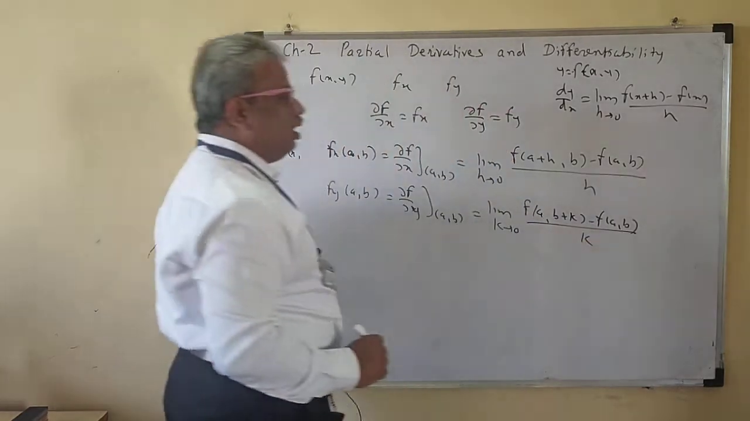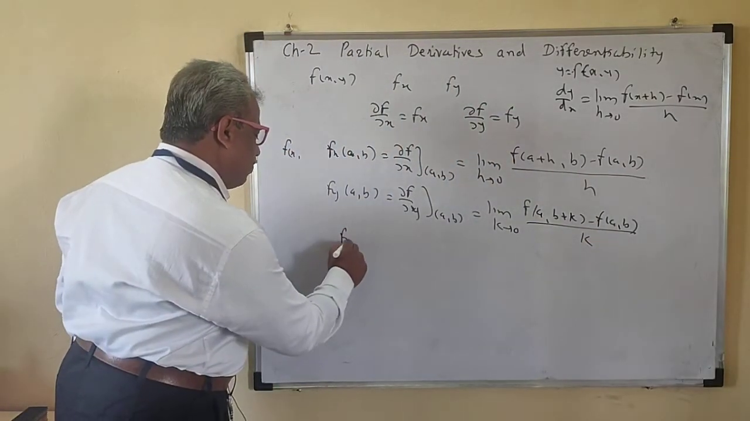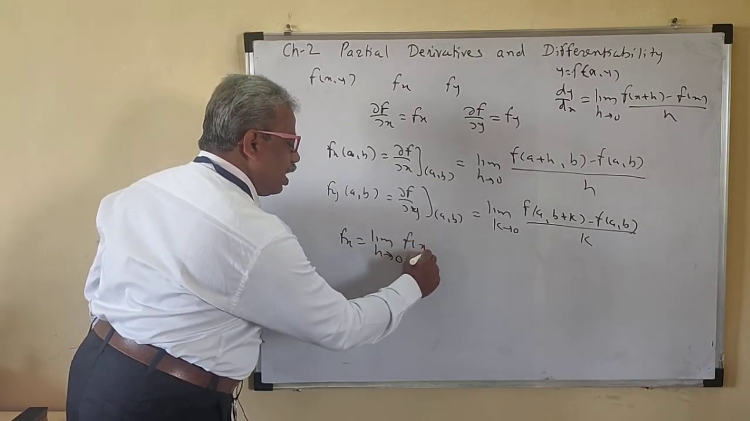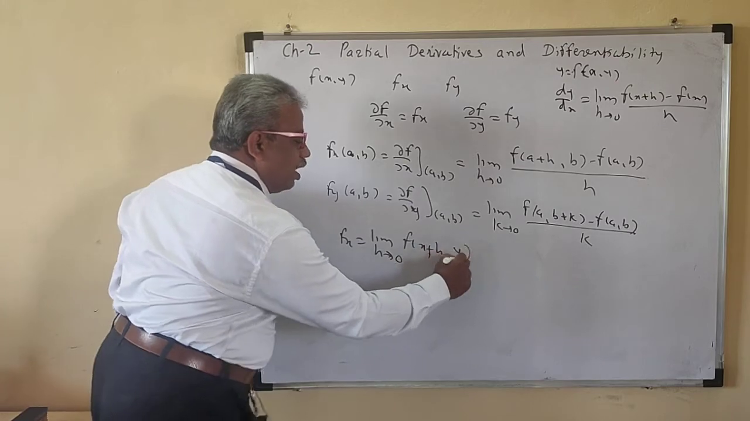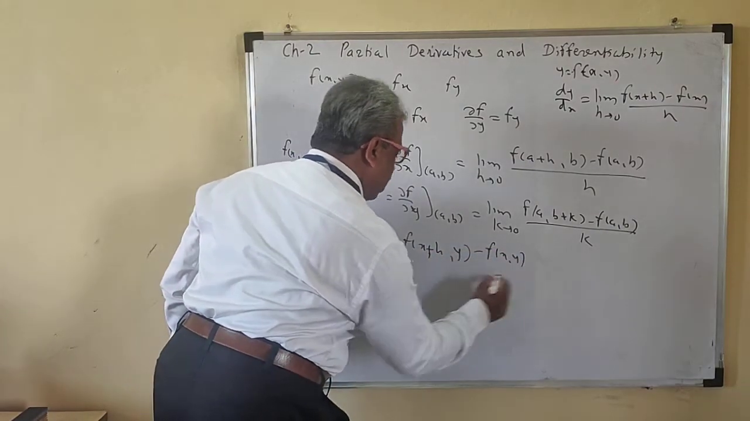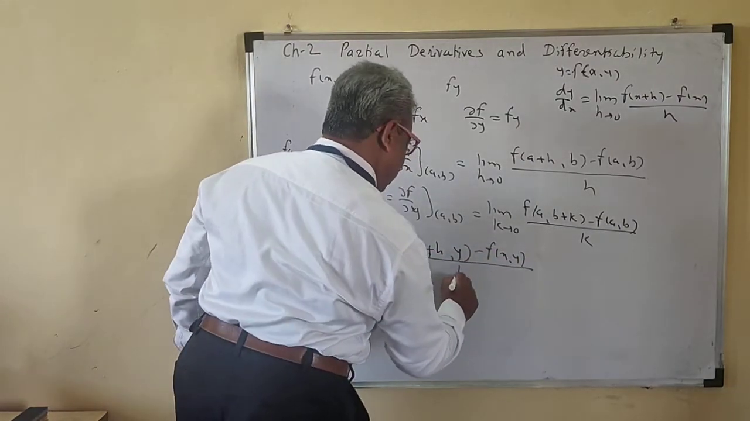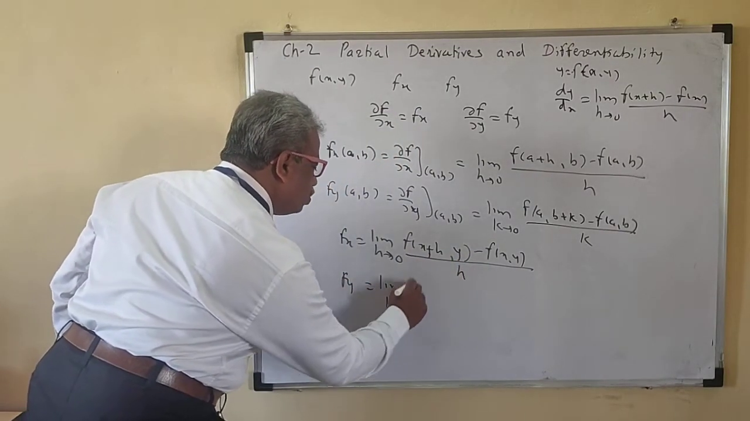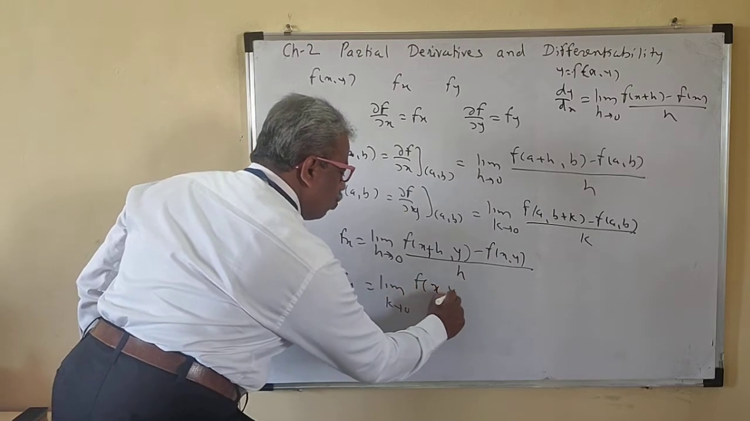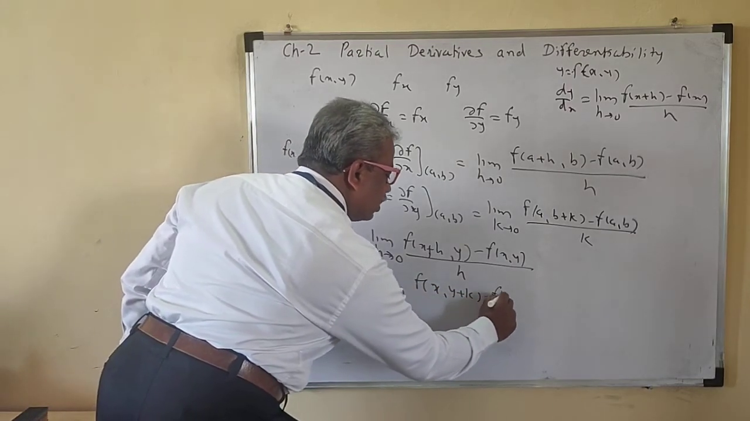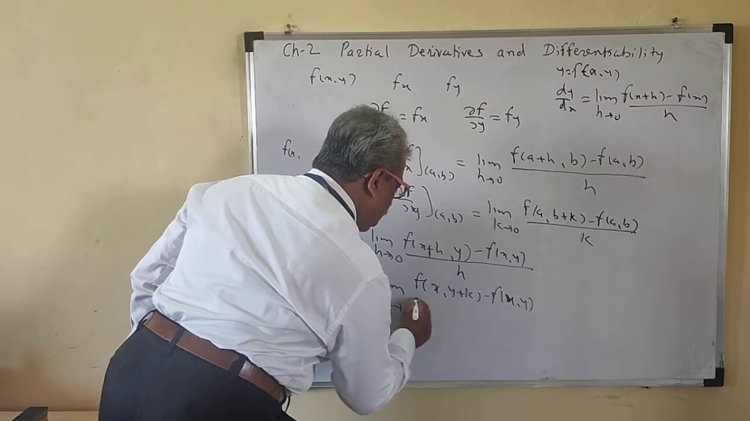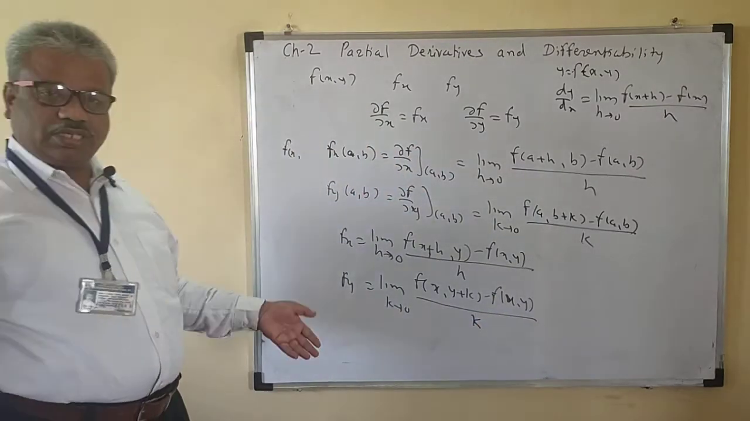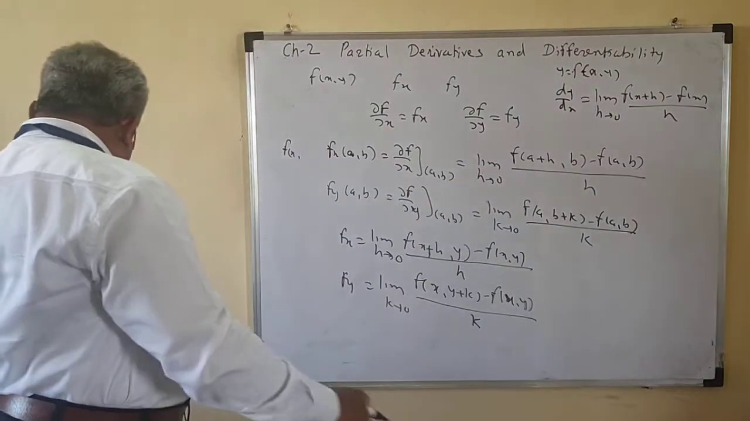Very simple formula. So if you want the general definition, fx is the limit h tends to 0, f of x plus h, y minus f of x y upon h, and fy, this is the general definition, is the limit k tends to 0, f of x, y plus k minus f of x y upon k. Okay, so this is the definition of the partial derivatives.